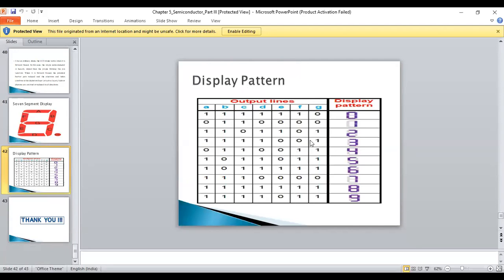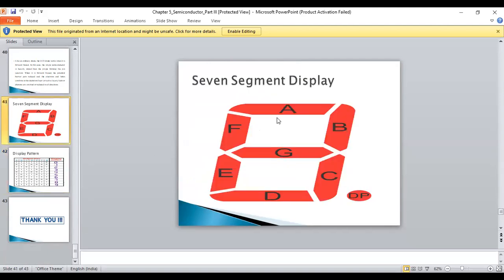Yes, this table is visible. This table indicates the diodes: this is A, B, C, D, E, F, G. If A is 0, it is not conducting, it is blocking, reverse biased. If A is 1, then it is conducting. If B is 0, it is not conducting; 1 means it is conducting. Like that.